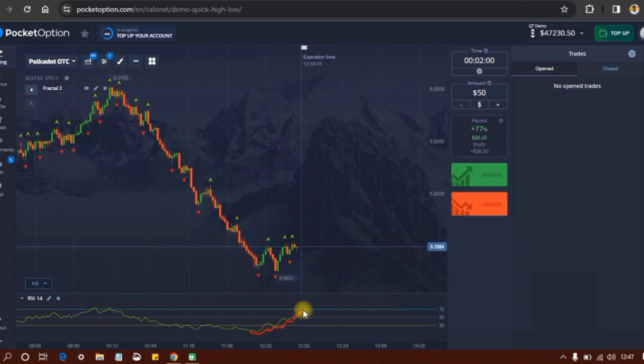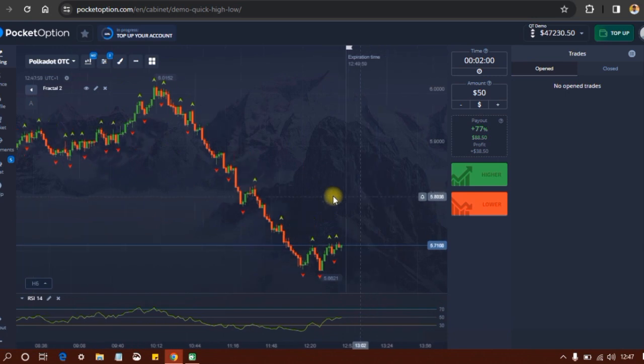Now, when price is at equilibrium, which is the 50%, it's very, very risky to take a trade at that point, as we might have a push to the downside or a continuation to the upside. So all you have to do is wait for multiple confirmations. Now let's quickly look at how we can take a trade with this particular strategy.